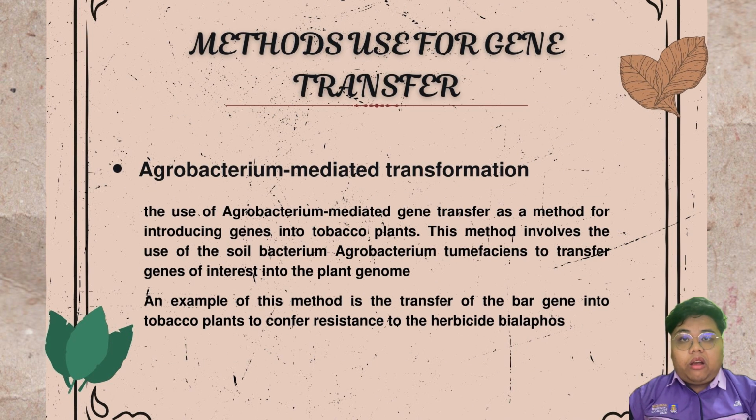So first we have agrobacterium-mediated transformation. The use of agrobacterium-mediated gene transfer is a method for introducing genes into tobacco plants. This method involves the use of the soil bacterium Agrobacterium tumefaciens to transfer genes of interest into the plant genome. An example of this method is the transfer of the bar gene into tobacco plants to confer resistance to the herbicide bialaphos.